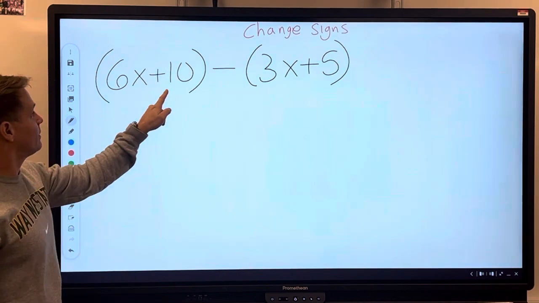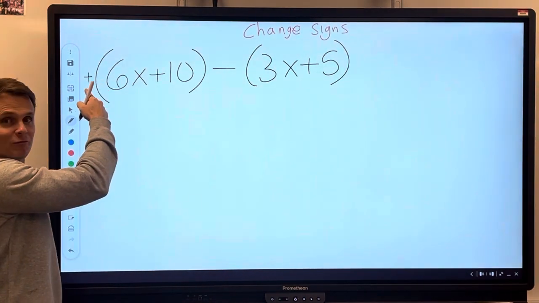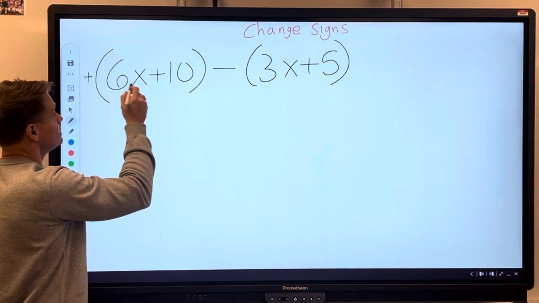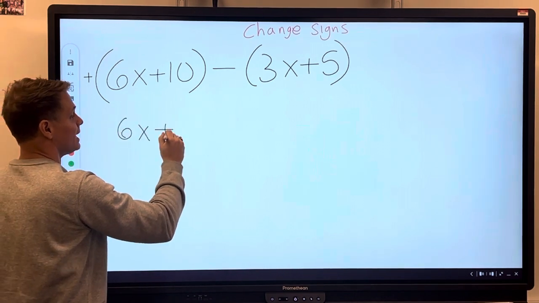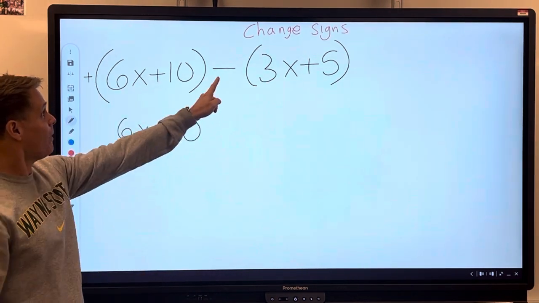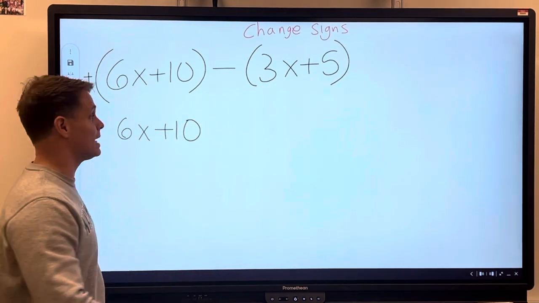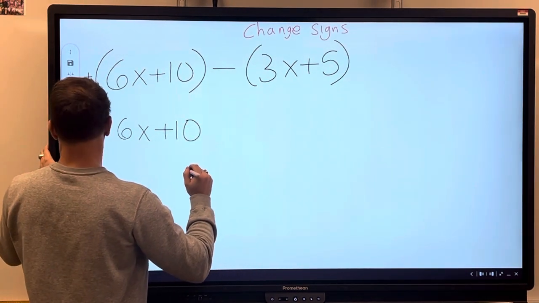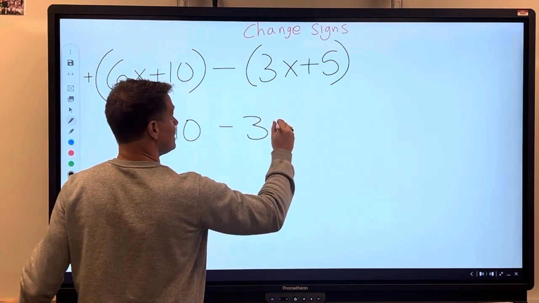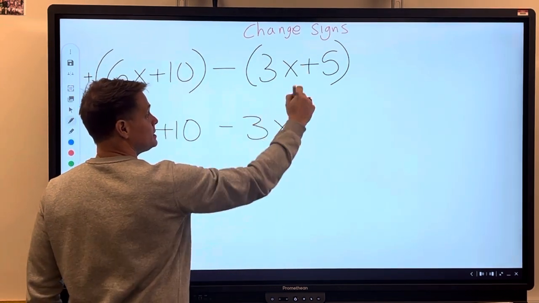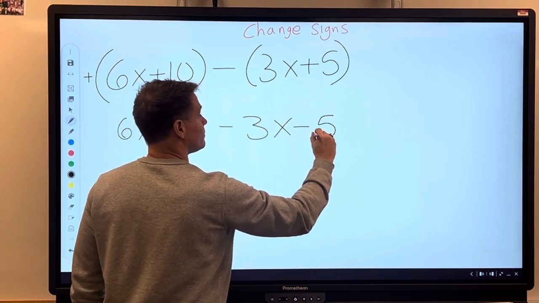So I'm going to rewrite this because this is positive. Positive is not going to change anything. You got 6x plus 10. Now the minus right here means that that plus 3x is going to become minus 3x. I'm going to change the sign of this, negative 3x. And this is a positive 5, it's going to become negative 5.